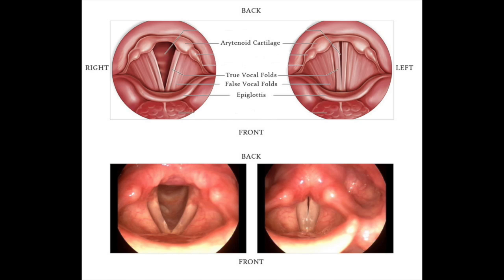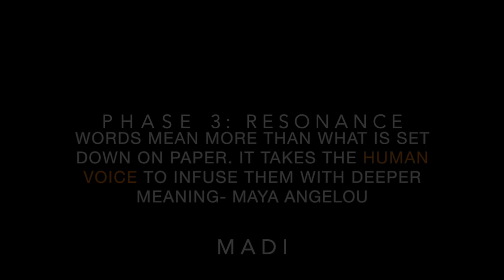Changes that may affect the mucosal wave are stiffness of the vocal fold layers, weakness or failure of closure, and imbalance between the right and left vocal folds from a lesion on either of the vocal folds. This may cause vocal problems.